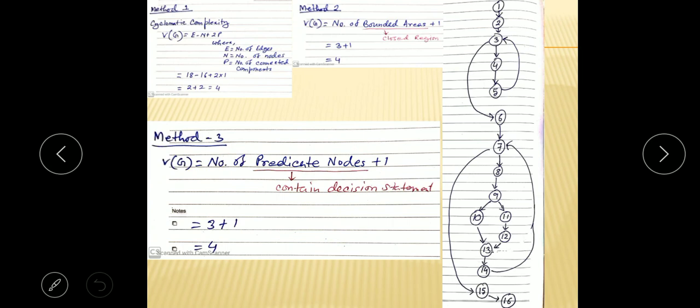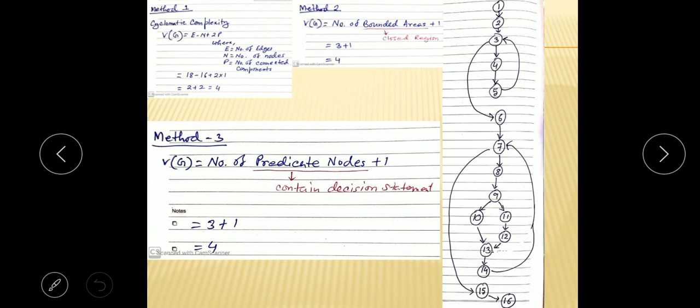Next method is method 3, that is Vg, the cyclomatic complexity, equals the number of predicate nodes plus 1. Now what is a predicate node? A predicate node means nodes that contain decision statements. What is a decision statement? It's a trick that you should remember. The decision statement means the nodes which have conditions, those will be considered as predicate nodes. And we have to find how many nodes of that type are there in the CFG.